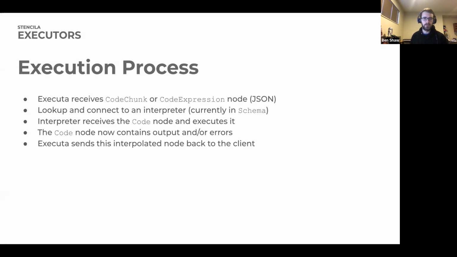Once the interpreter has received the code node, it will execute it and interpolate the values in it. So any output that the code generates, or errors it generates, will now also be inside that code node. And then executor takes that interpolated node and will send that back to the client.